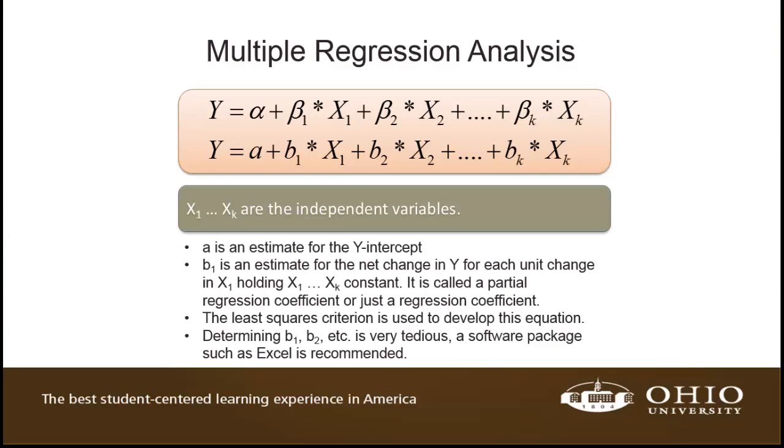Okay, in multiple regression, note that we have more than one independent variable. So the regression equation now becomes y equals alpha plus beta 1 times x1 plus beta 2 times x2, etc. What we want to do is use the least squares criterion to estimate alpha with A, beta 1 with B1, beta 2 with B2, and so on. So we use the sample data to get an estimate for what our regression equation should look like.